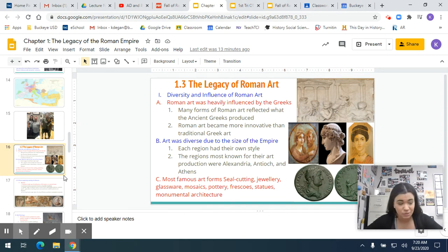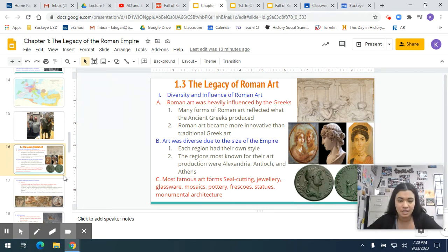The western side was where the barbarian invasions were taking place, and it was much more unstable and a little bit scarier. The regions that were most known for their art were Alexandria, the east, Antioch, also the east, and Athens. Okay, so those are the three cities best known for their art.